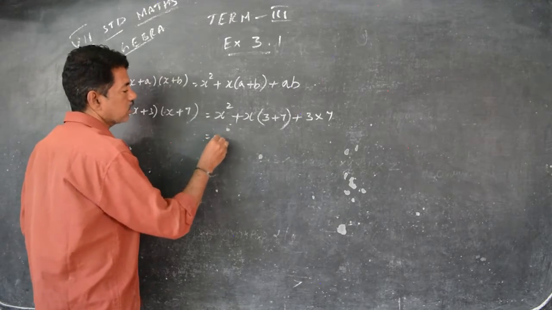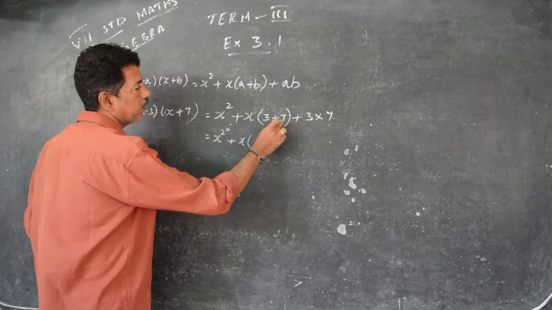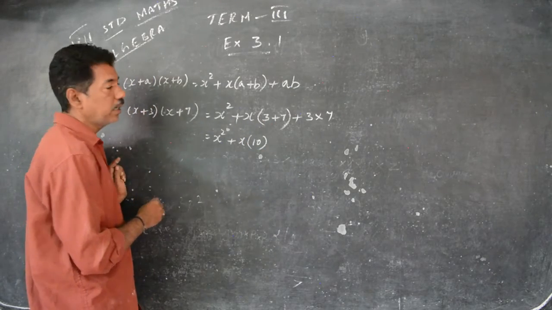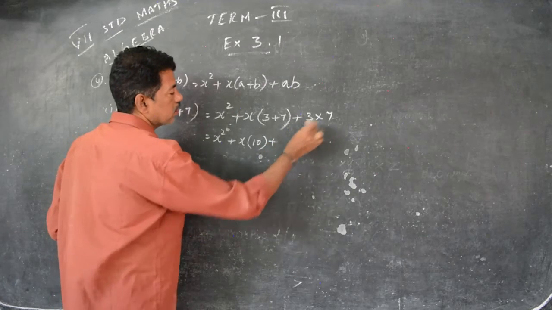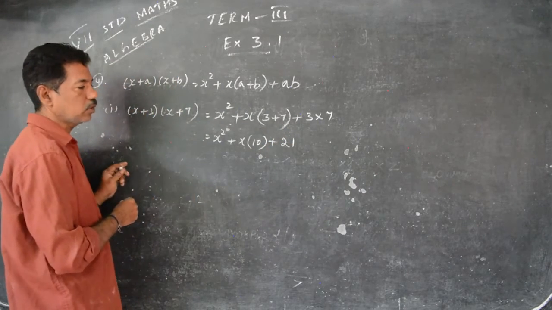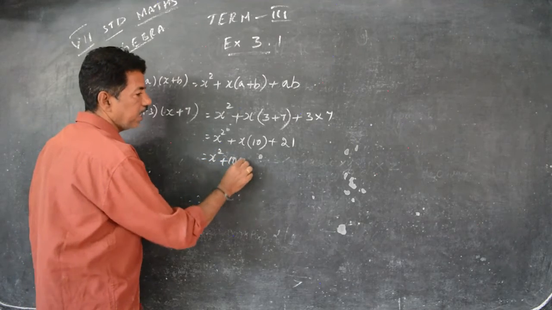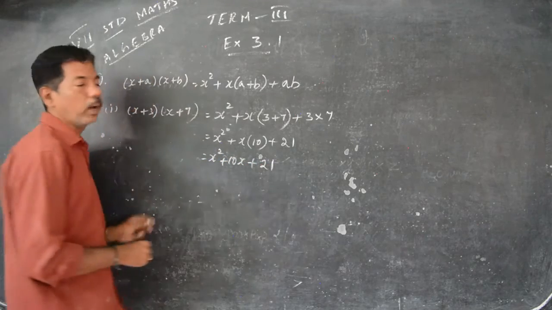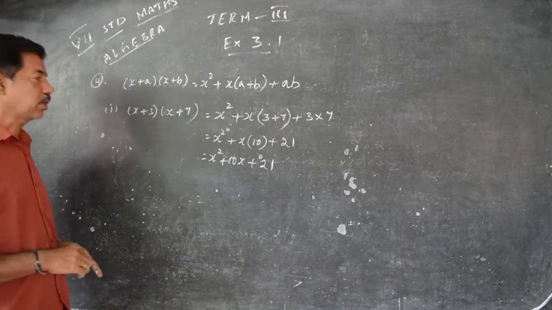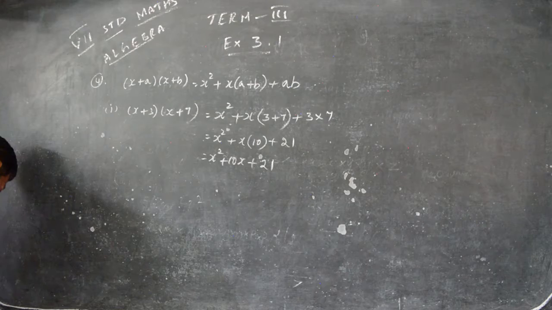Now x square plus x into, when you add 7 and 3, 10. 3 times 7 multiplied, now 21. So x square plus 10x plus 21. This is the way we have to do the sum. Now question number 2.